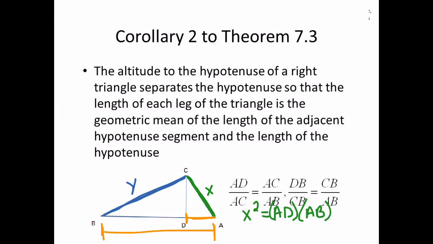What you get here is that x squared would equal AD, the small part of the hypotenuse that is adjacent to the leg, times the whole thing, AB. And the same thing holds true if we were to look for part y here. Y squared would equal BD, the small part of the hypotenuse that's adjacent to it, times the whole hypotenuse.